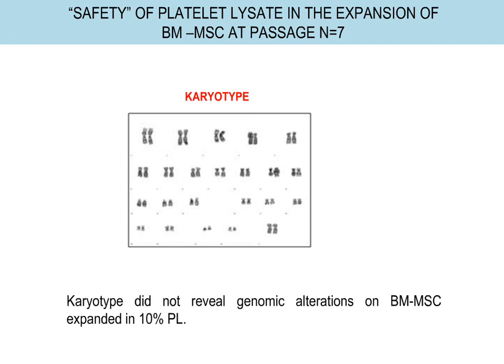The safety of platelet lysate was monitored by karyotyping the cells at P7, and the karyotype didn't reveal genomic alteration on bone marrow MSCs expanded in platelet lysate.